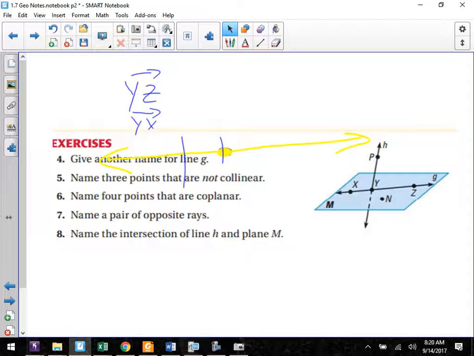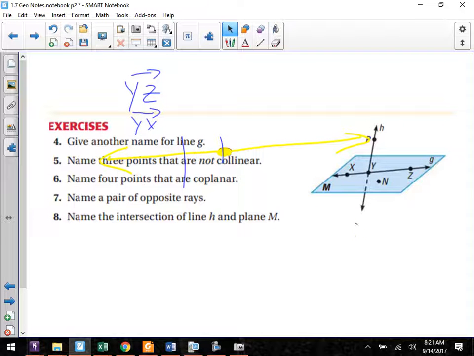Yeah, 2 points with the arrows over it. So here you could have said line XY, line XZ, line YZ, line ZX. Any one of those would have been just fine. Normally people would just write line XY with a double arrow. All right.